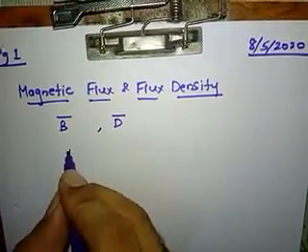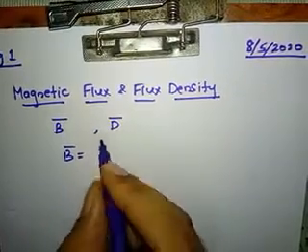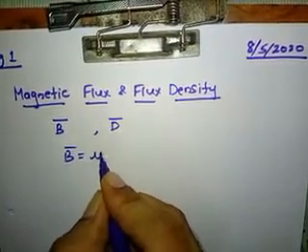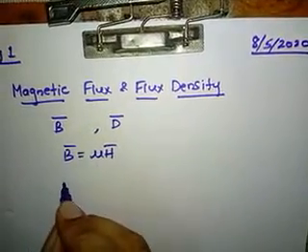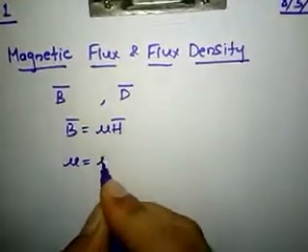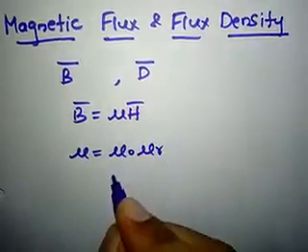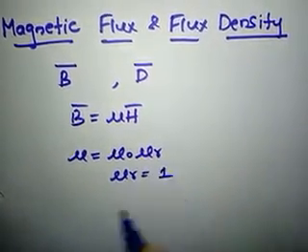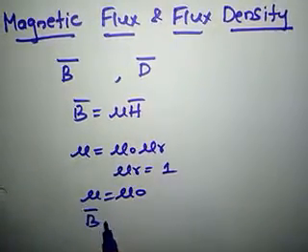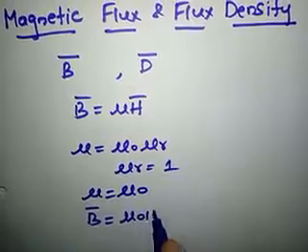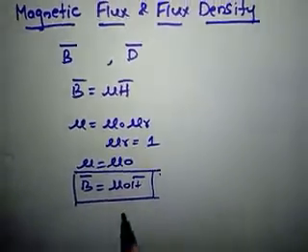The relation between B and H, as we are aware, is given by B is equal to mu into H, or B bar is equal to mu into H bar. If it is free space, then we have mu is equal to mu naught into mu r. So for free space, mu r is equal to 1, so we have only mu is equal to mu naught, or B bar will be given by mu naught H bar for free space.